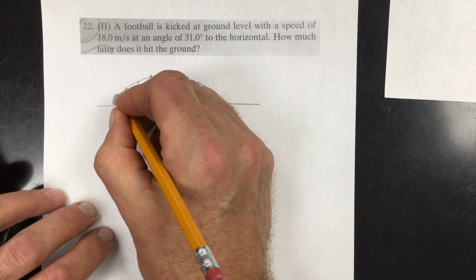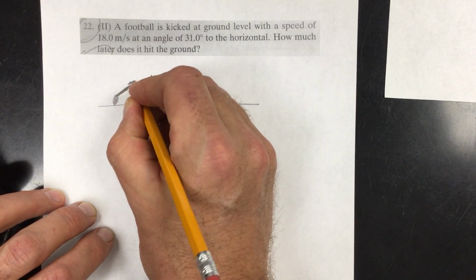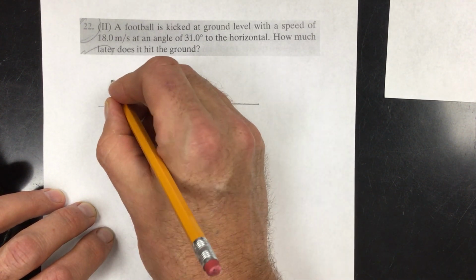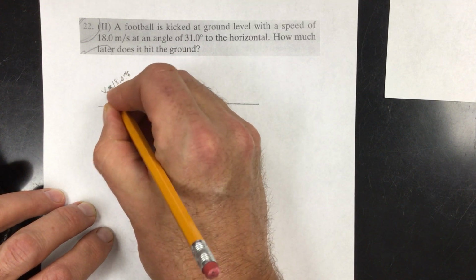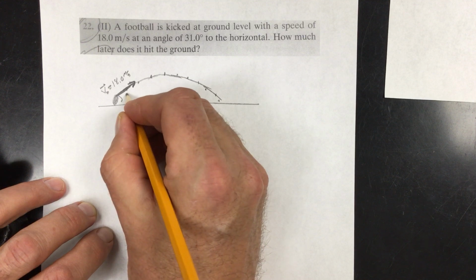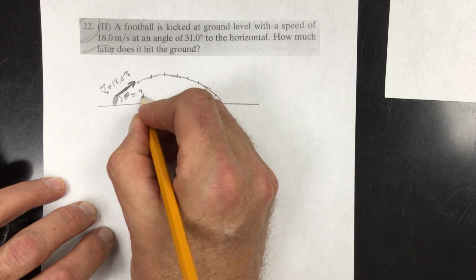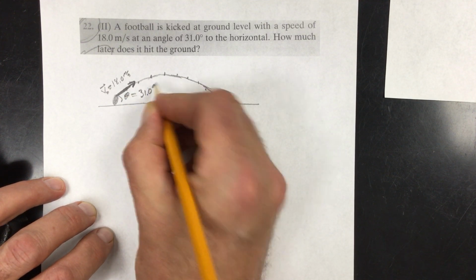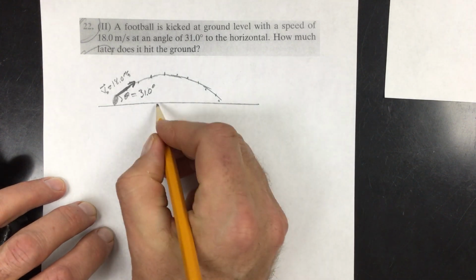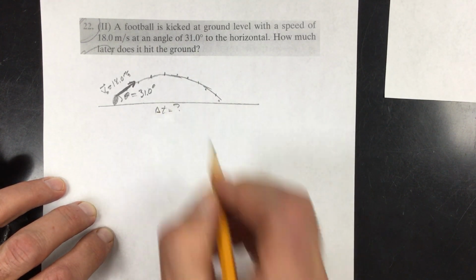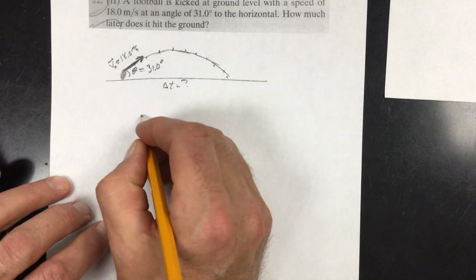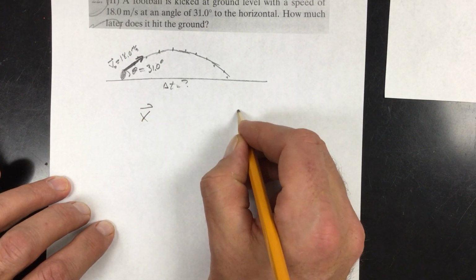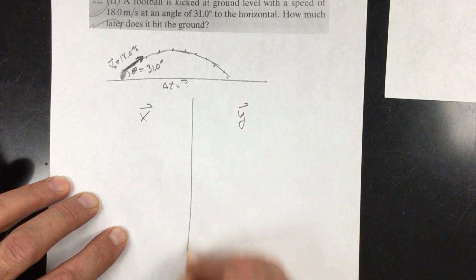And we are being told the initial velocity, which is 18 meters per second, at a launch angle of 31 degrees. And we are being asked to find how much time it is in the air. So, how do I approach this? Same thing we've done before, same thing we talked about in class.